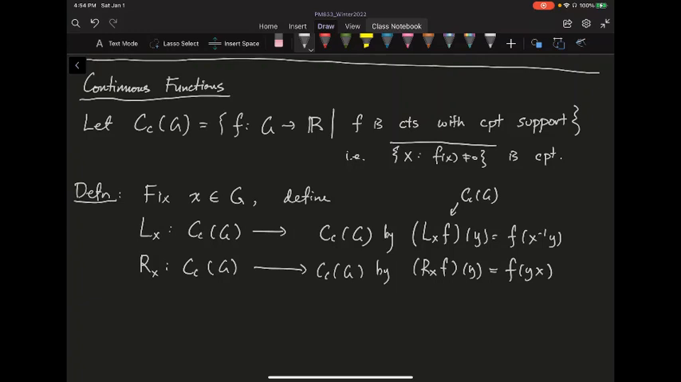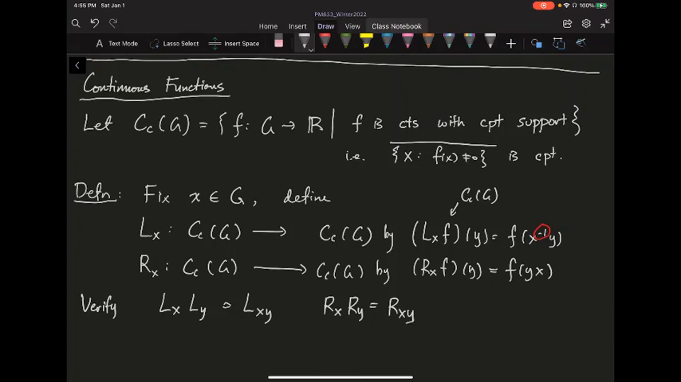Here I do need this inverse. I'll briefly talk about why later, but here's the definition. And similarly, you do the right translation: you evaluate the function at f(yx), where you put the x on the right. The reason you have an x inverse on the left but no inverse on the right is the following. You can verify that if I translate left by x and left by y, this is the same as left by xy. So L_x L_y is L_xy.